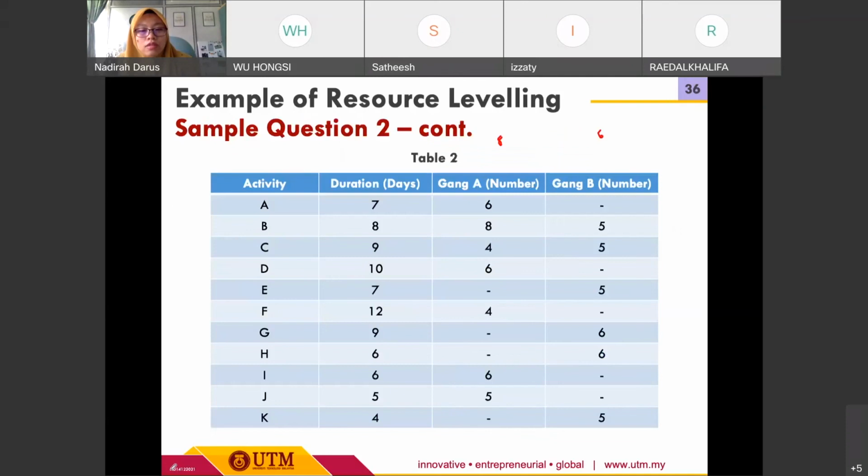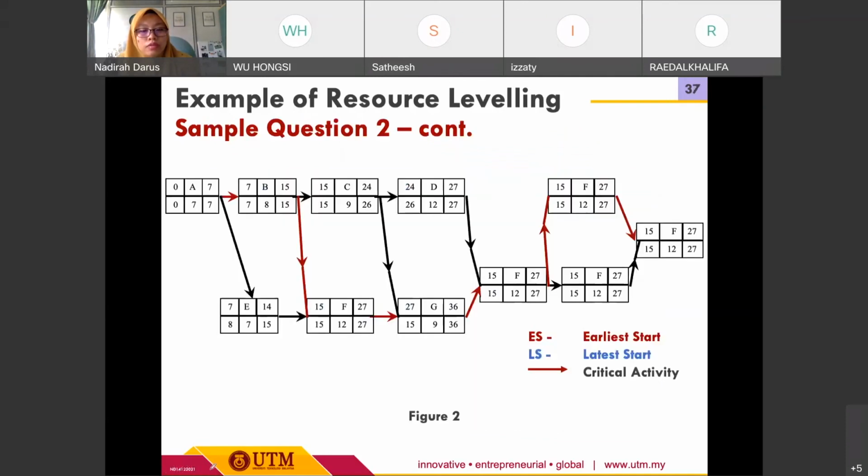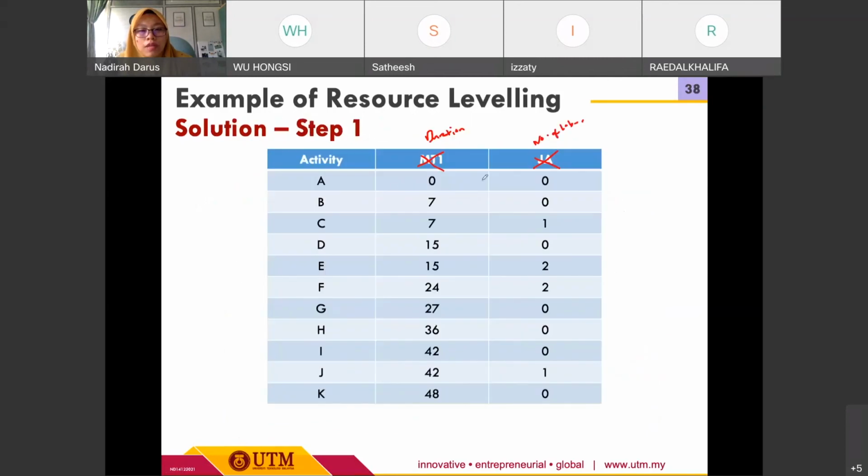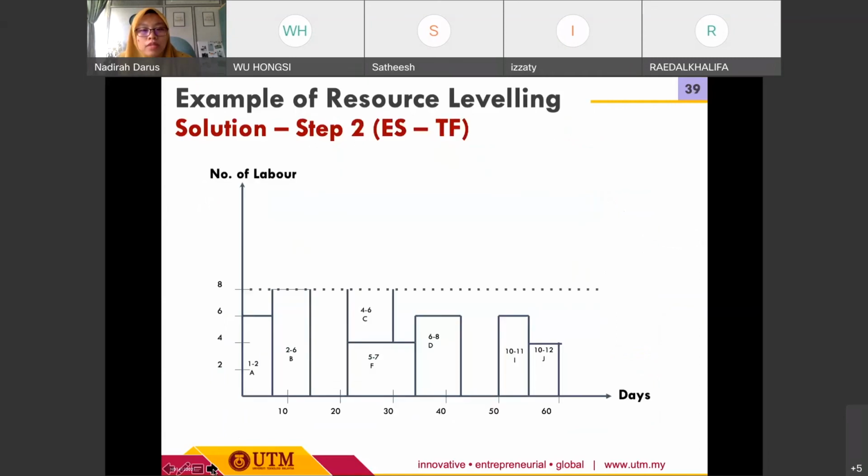Okay, refer back to this, and then we need to summarize all the durations with the number of labor. All right. So based on that, we need to plot the graph, again the histogram. So as we can see here, activity A requires 6 laborers, activity B 8, and so on for the rest of the activities. What we want to do here is that we try to level this resource allocation. Okay.